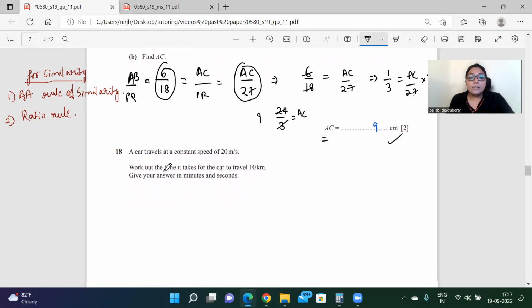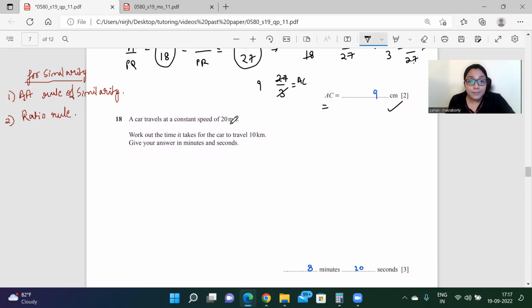Moving on, a car travels at a constant speed of 20 meters per second. Work out the time it takes for the car to travel 10 kilometers. So we need to know the relation between speed, distance, and time. So we know that speed is equal to distance over time. Now, suppose you do not remember this, that speed is equal to distance by time. How will you do a question?